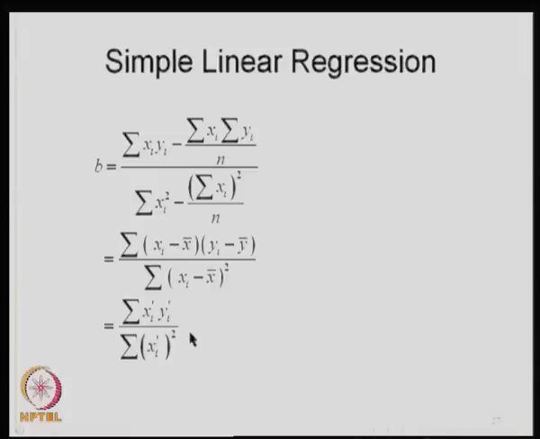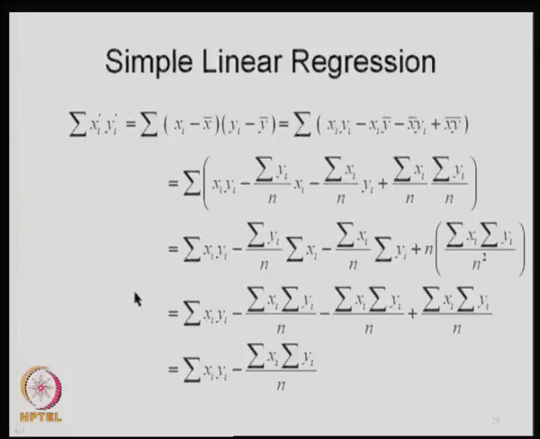What is x_i dash? x_i dash is simply x_i minus x bar, that is the deviation of x_i from its mean. y_i dash is the deviation of y_i from its mean, and x_i dash square. So, you can get b.